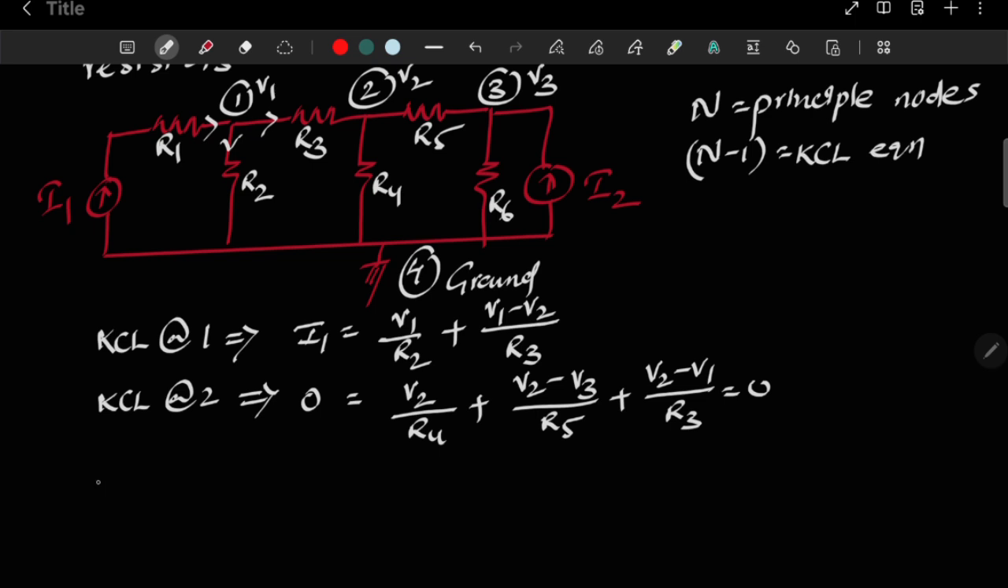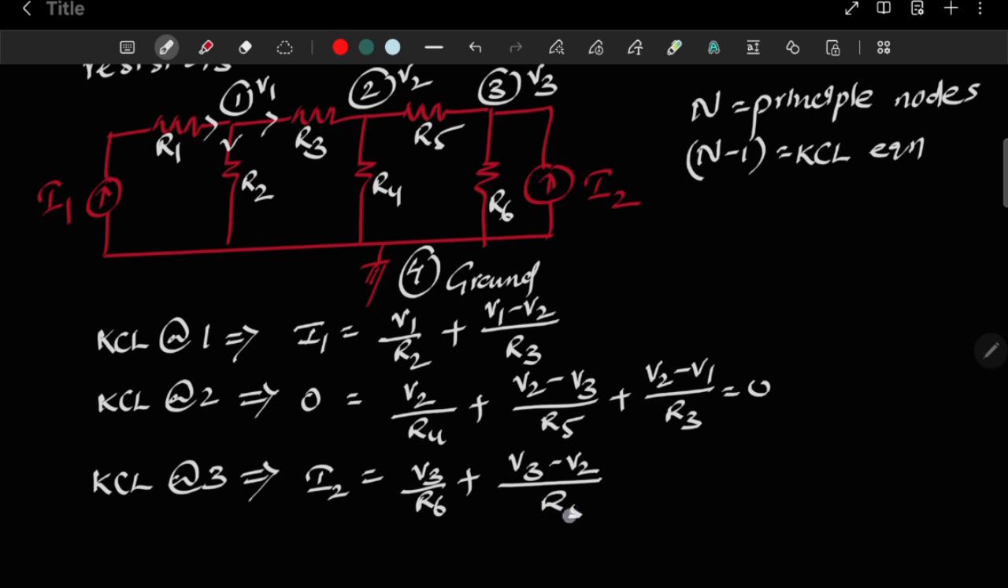Now you can apply the third one, KCL at node 3. In a similar manner you can apply, but node 3 is involving the independent current source I2. So the sum of the entering currents is nothing but I2. Then leaving currents related to resistors R6 and R5 we have to write. Related to resistor R6 the current is V3 by R6, plus related to resistor R5 the current is V3 minus V2 by R5.